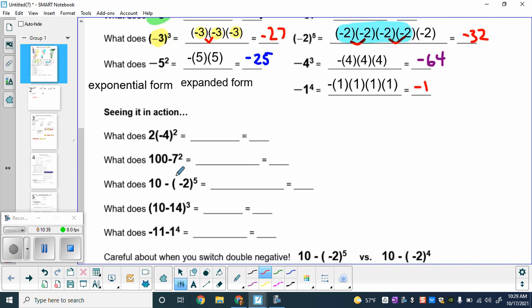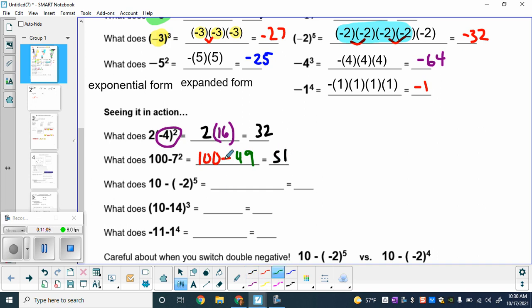And now let's just review it again, seeing it in action, that when the number is in parentheses, that's going to be the negative 4 times negative 4, which is a positive 16. So that's going to happen first here. And then you've got times 2. So this answer would be a 32. Now, if you saw 100 minus 7 squared, you're going to do 100 minus whatever the answer to 7 squared is, which is 49. So again, that minus 7 squared, there's that minus 49. And this would be a 51.